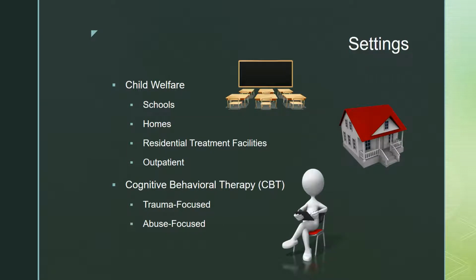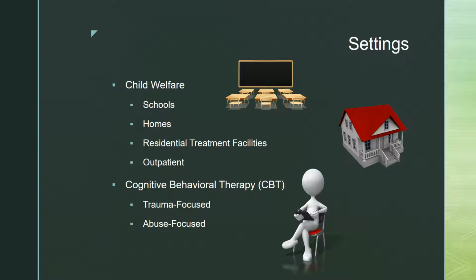Cognitive theory is used in a variety of settings and with diverse populations. The most familiar from a child welfare perspective are with schools, homes, residential facilities, and outpatient services. Cognitive theory is used in schools by day treatment workers and school social workers. Intensive in-home programs are often based on cognitive theory. In addition, residential programs use cognitive theory for many of their interventions.